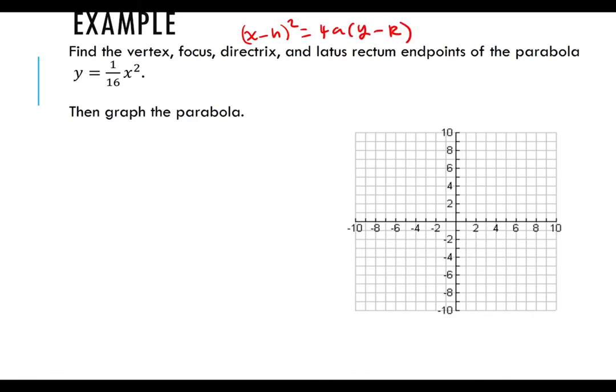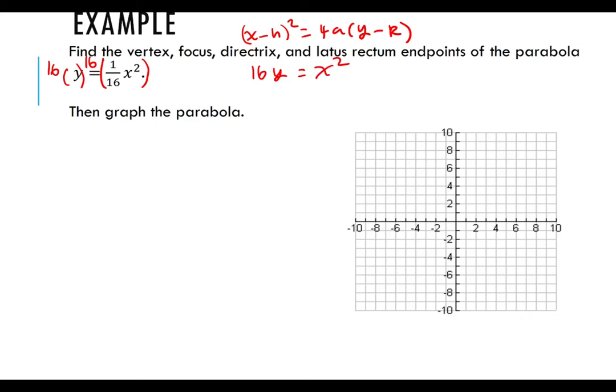We're currently not in that form, so we don't get everything for free. We should adjust it. But notice that the only thing we need to do is move all the coefficients of x squared to the other side. And so I see that 1/16 is a coefficient of x squared, so I'm going to multiply both sides by 16. And then I get that 16y is equal to x squared.